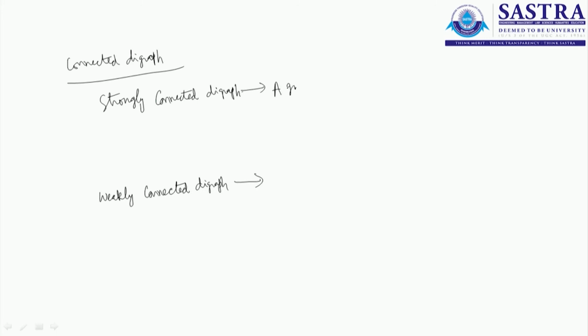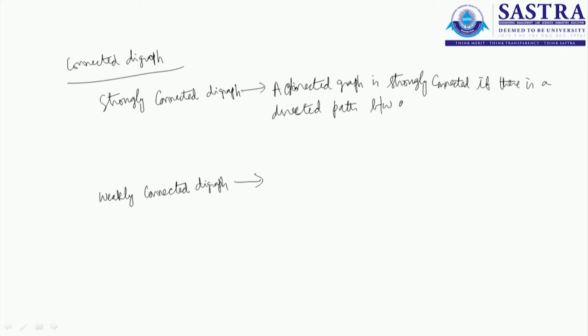By a graph I mean a directed graph. A directed graph is strongly connected if there is a directed path between any two vertices. So that is called the strongly connected digraph. And now you would have guessed what is meant by a weakly connected graph.